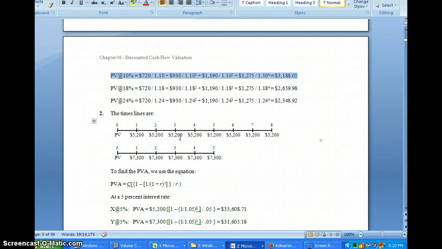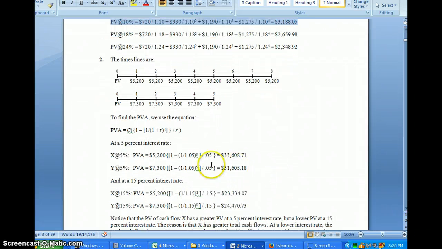Scenario number 1, $5,200 for 8 years, or $7,300 for 5 years. Which of these cash flow streams has the higher present value if the discount rate is 5% and then 15%? So what we do is we go 5% for the $5,200. That is it broken out right here. 5% for the $7,300, and then the 15% for $5,200 and $7,300.